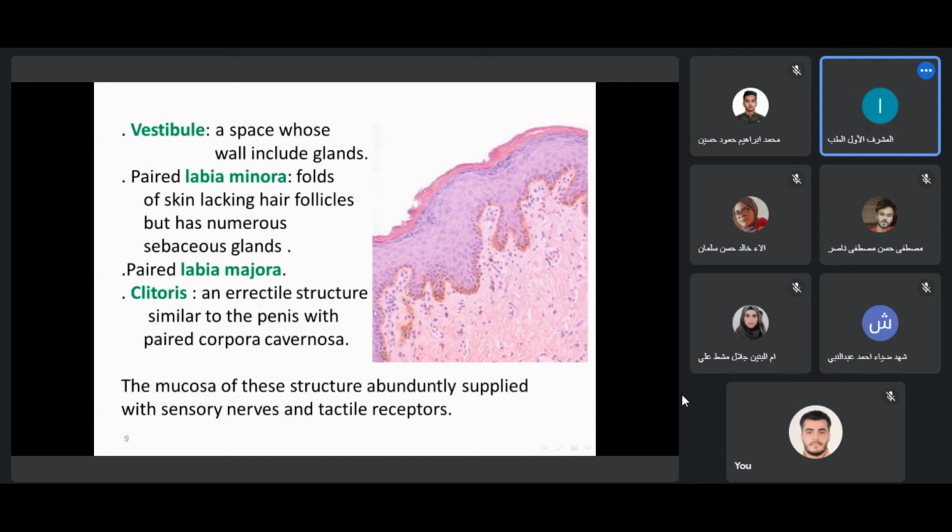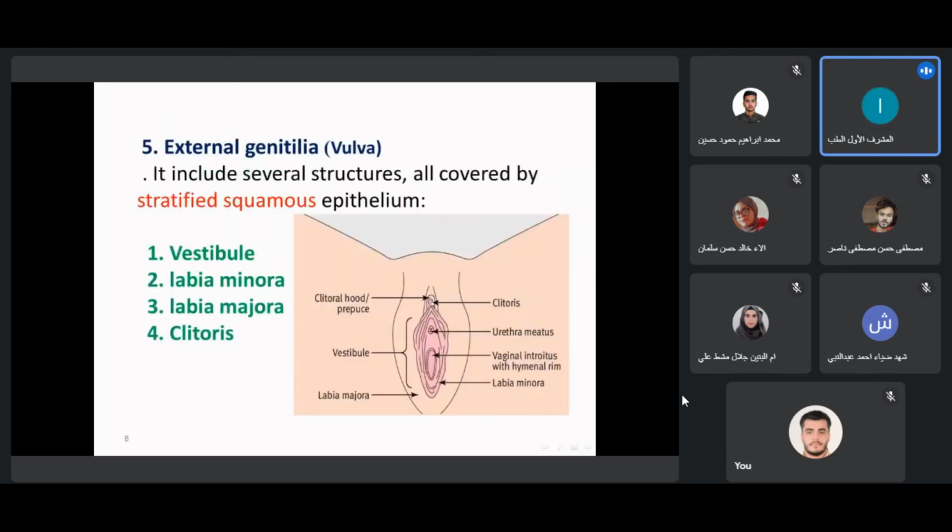And finally, here the clitoris, the tip, is an erectile structure similar to the penis, containing paired corpora cavernosa. This is only the tip; deep into the structure there are 2 erectile structures, paired corpora cavernosa. The mucosa of the vulva contains abundant sensory nerves and tactile receptors, which is important for the erectile function.